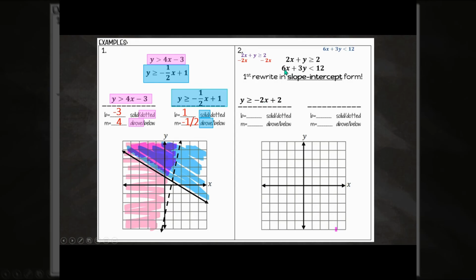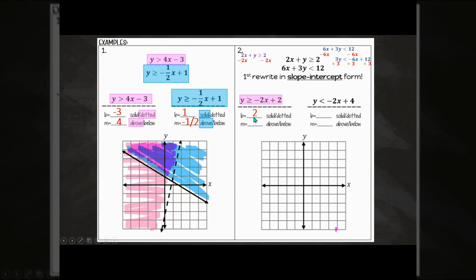Now I'm going to rewrite this equation, 6x plus 3y is less than 12. That's what I have right here. Now I have to write this in slope-intercept form. So I'm going to subtract 6x from both sides. 3y is less than negative 6x plus 12. Divide all terms by 3. And I get y is less than negative 2x plus 4, because negative 6 divided by 3 is negative 2, and 12 divided by 3 is a positive 4. I did not need to flip the inequality sign because I did not divide or multiply by a negative number.